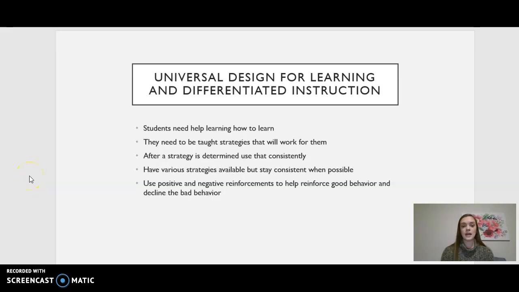So some UDLs and differentiated instruction that go along with this would be that students need help learning how to learn. This is true with any student. You have to teach them strategies in order to better their learning and understand more. Each student's strategies may be different, and especially with kids with autism, you really need to focus on what strategies work well for them, and various strategies. So if this isn't working one day, you need to have another strategy that can help you the next. Also, use positive and negative reinforcements that help reinforce good behavior and decline the bad behavior.